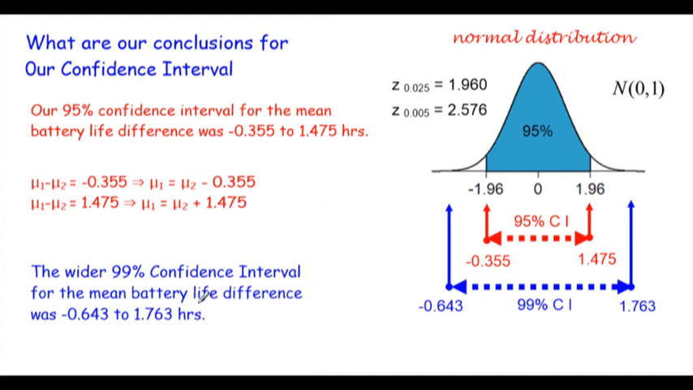If you make a wider confidence interval, you can see here that it goes up to about 2.4 hours. So it's a much wider confidence interval. You can see here I've put the values, minus 0.355 up to 1.475. These are the differences in the mean lifetimes of our populations, which we are inferring from our samples.